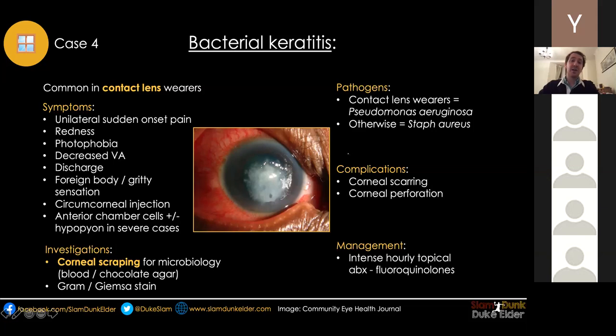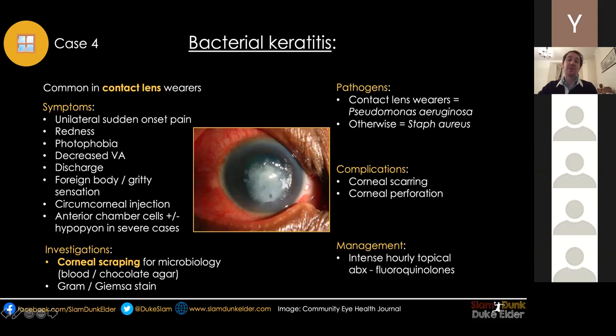It's because it's affected the continuity of the cornea. The cornea can be quite painful if the structure has lost its integrity. So that's why it's painful, and then that becomes infected. And the complications would be a corneal scar or, worst, corneal perforation.